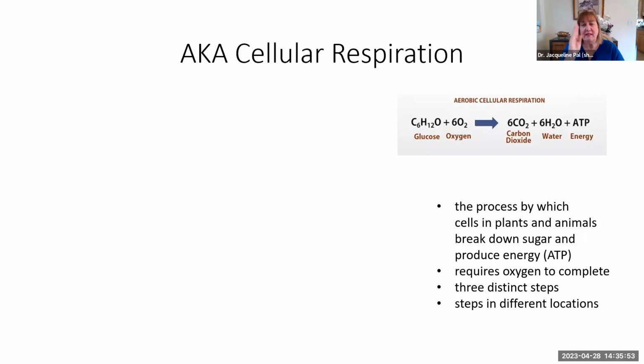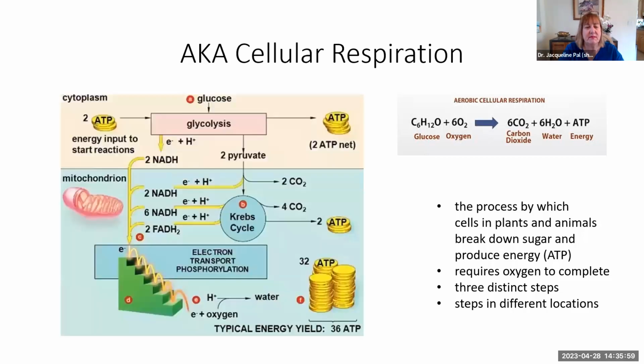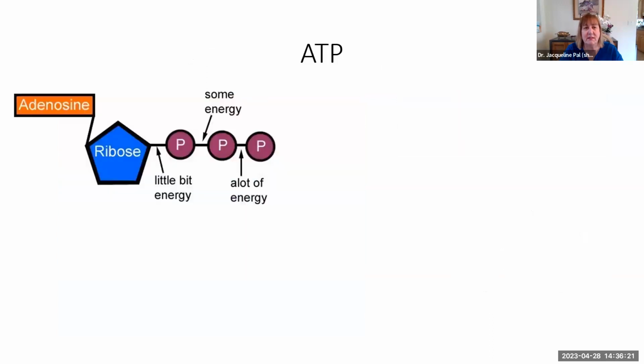And so this is going to have three very distinct steps, as well as a little linkage between the first two steps. Okay. And so here's just an overview of it, showing that the first step takes place in the cytoplasm. And then if there's oxygen, we will move into the mitochondria for the linking step and the last two steps. And typically in a perfect world, we would end up with 36 ATP.